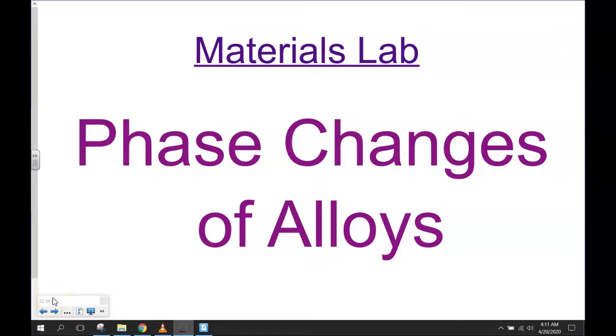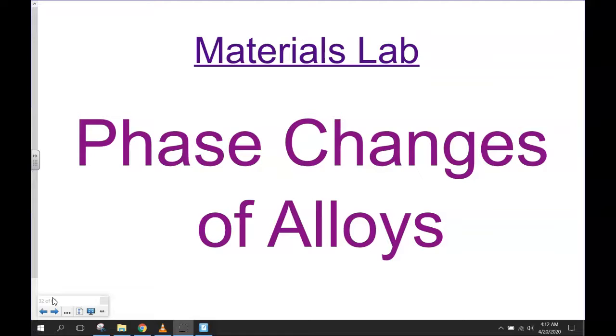All right, welcome to the at-home material science lab. Since we couldn't do the actual lab, what we're going to do is the next best thing, a demo, let's say it that way, so that you can see what's happening at home.